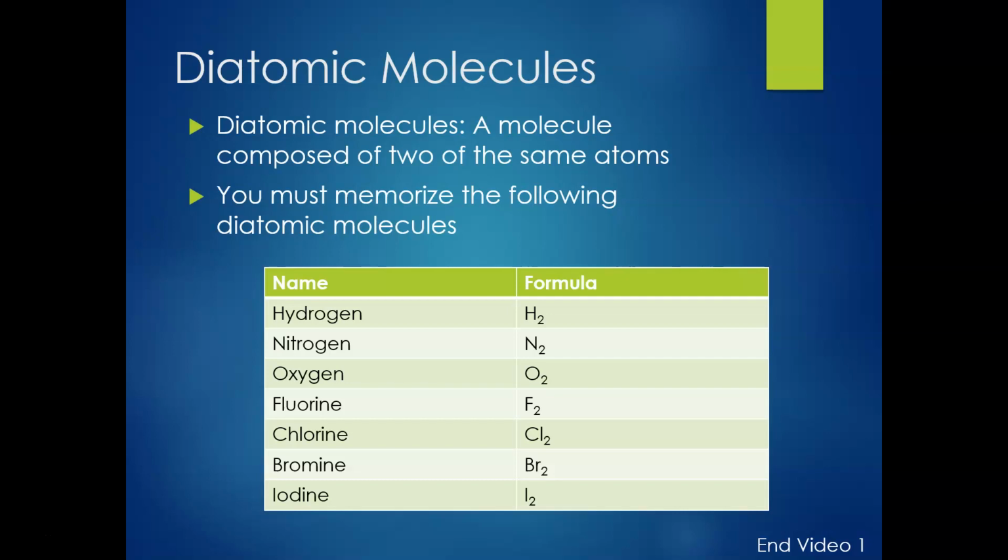Now, I want to be clear. This means that hydrogen cannot be by itself. It has to be H2, or it has to be bonded to something else. This does not mean that automatically every time you see a hydrogen or an oxygen, you have to put a 2 next to it. It is only when they are by themselves.